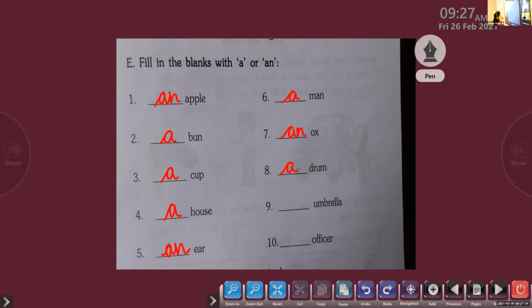First, dash umbrella. An umbrella. Yes, an umbrella. Very good. I am happy to see that you were thinking and then you gave me the answer. Very good. I appreciate it. Nihal, unmute. Number 10. An officer. Fantastic. Confident answer. Very good. Keep it up.